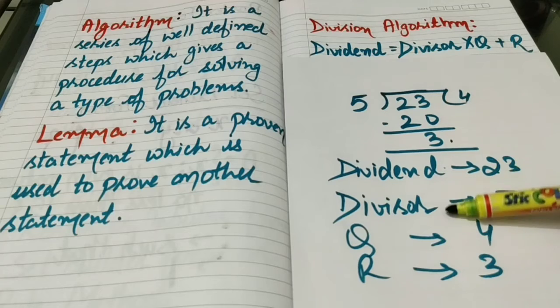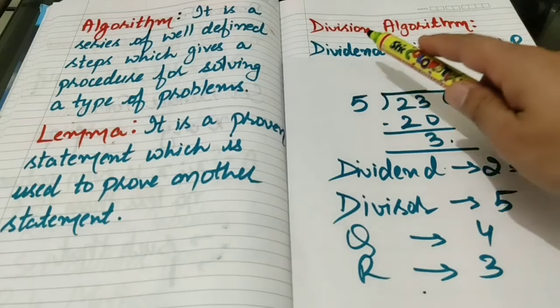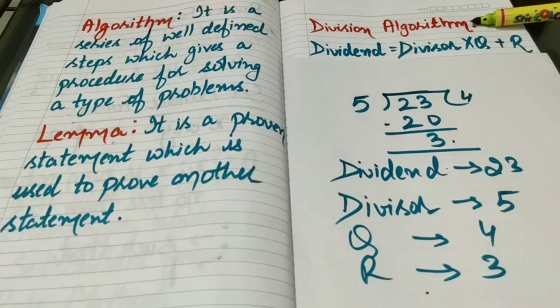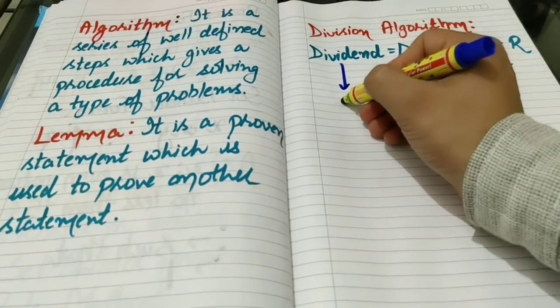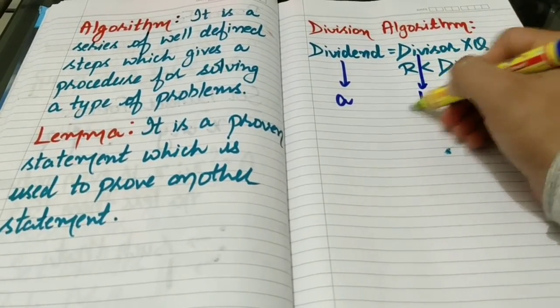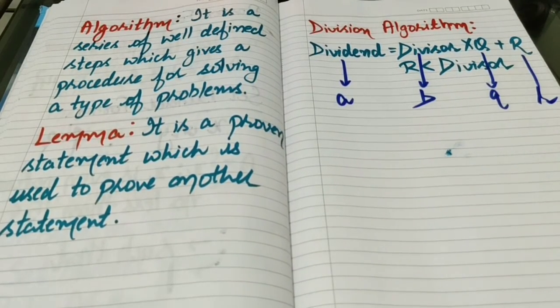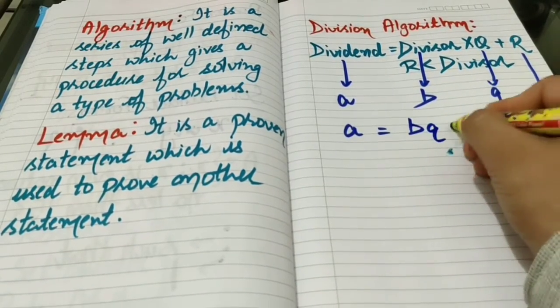These dividend, divisor, quotient and remainder, they are related to each other by the relation dividend equals to divisor into quotient plus remainder, which we call division algorithm, and we have done this in junior classes. Now the concept of division lemma is developed from here only. So let us see. If dividend is A, divisor is B, quotient is Q and remainder is R, then we got the relation A equals to BQ plus R.